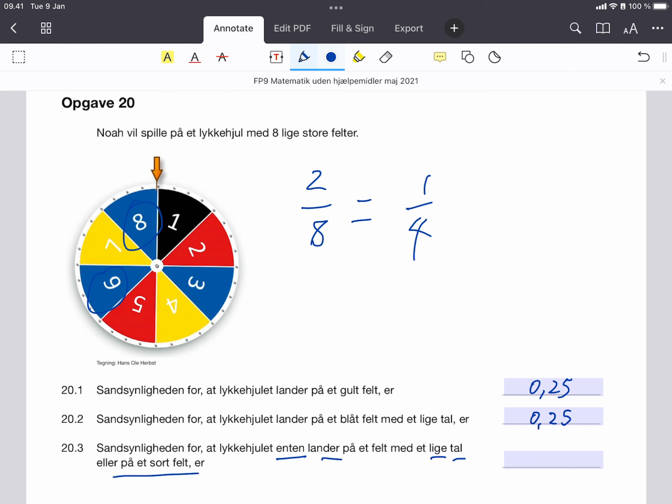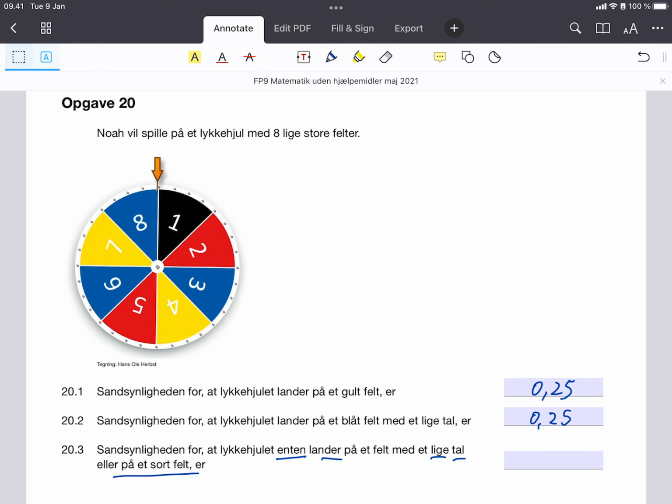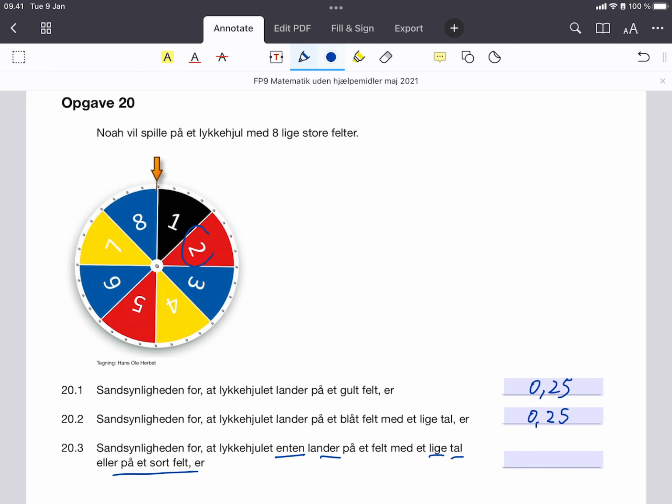The chance that the Wheel of Fortune either lands on a field with an even number or a black field, or a black section, is what? Okay, so let's just delete my mess and have a look at that. So either an even number or a black. That's 2 or 4 or 6 or 8 or the black one. So there are 5 ways that can happen out of 8. You can just as well leave that as 5/8 in the answer if you want. That's perfectly acceptable as an answer.